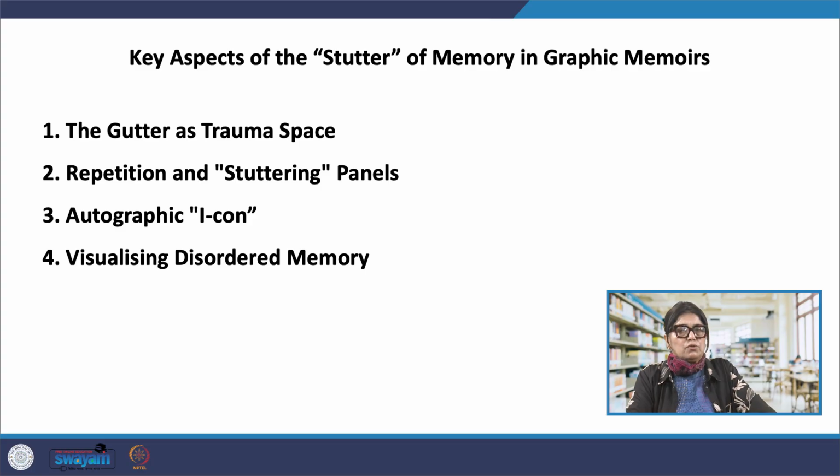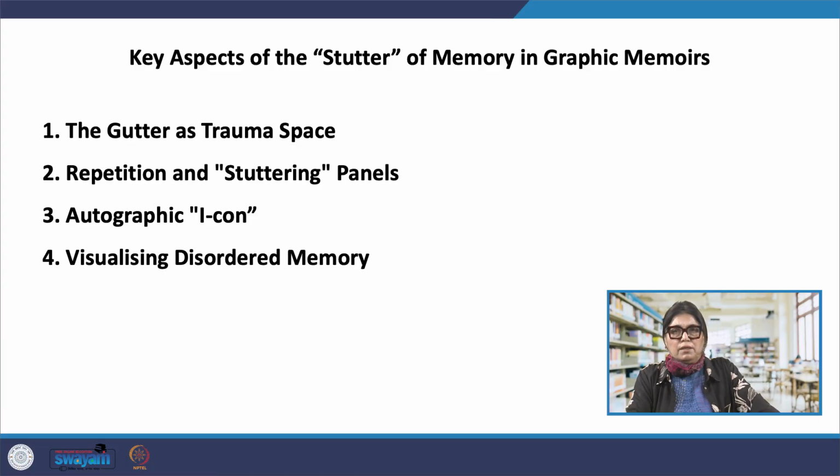Some of the key aspects of the stutter of memory in graphic memoirs include the gutter as trauma space. Following theories from a scholar like Hillary Chute, the blank space between panels, the gutter, acts as a visual representation of repressed or unarticulable traumatic memories, where the reader must fill in the missing, broken information.